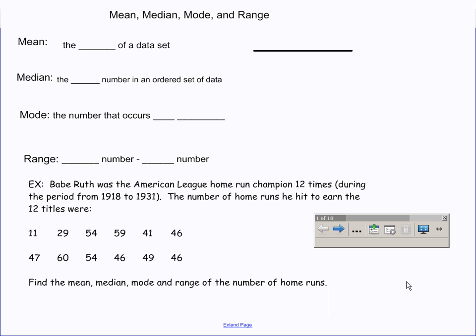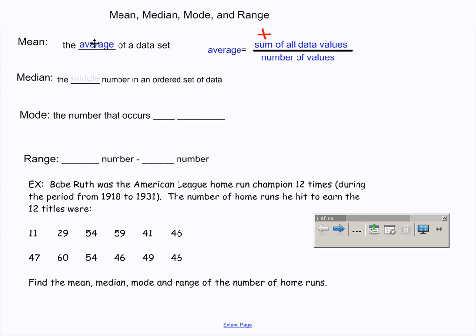Today we're going to cover mean, median, mode, and range. The mean is the average of a data set. So if we give you a group of numbers, like we have down here, the mean would be the average of those numbers. To calculate average, we take the sum of all data values, which means when we add all these numbers up, divided by the number of values, which is when we count each one of these. So that's how we get the mean.